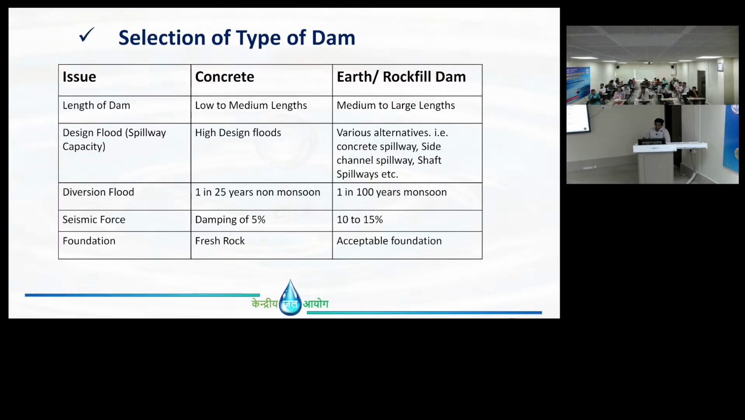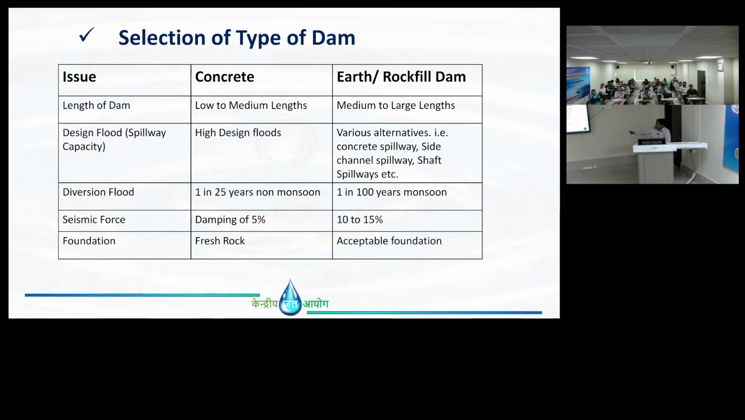You can see here concrete dam classification and earthen dam classification based on different parameters. Based on your site specifics, every project is a unique project. You should not simply copy one project's parameters to another project. Northeast projects will have some issues compared to the south projects and the Himalayan north projects. Here the flood will be high. Generally, in Arunachal Pradesh and such places, the floods will be very high, so our spillways should have that much capacity.